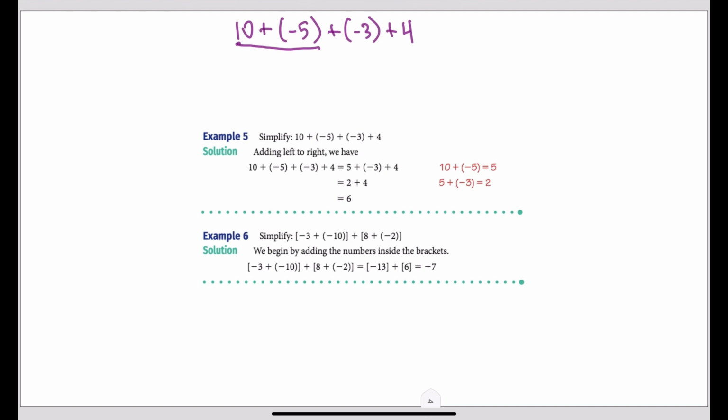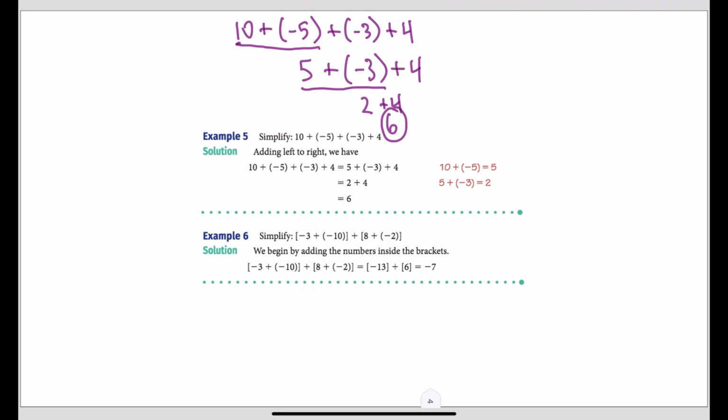So if I have $10 and then I borrow 5, I really only have $5 left. 10 minus 5 is 5 plus negative 3 plus 4. That's just coming down. Then, because I'm going left to right, it's all addition and subtraction right now. I'm going to target 5 plus negative 3. If I have $5, and then I spend $3, I have $2 left. And now I have only one operation. 2 plus 4 is 6. So that's my final answer.